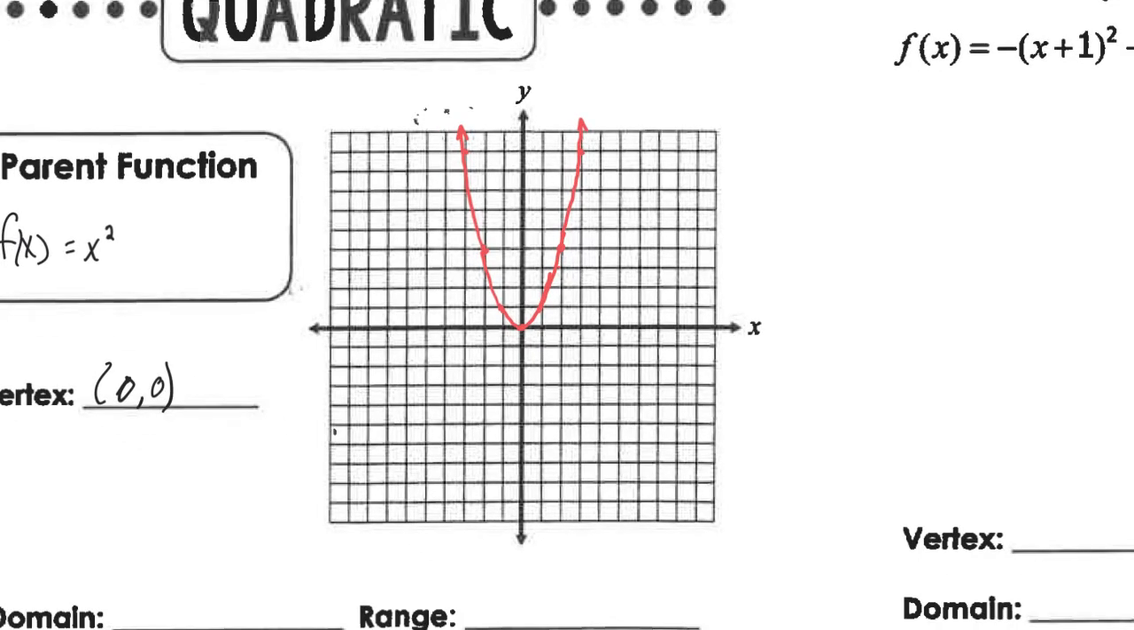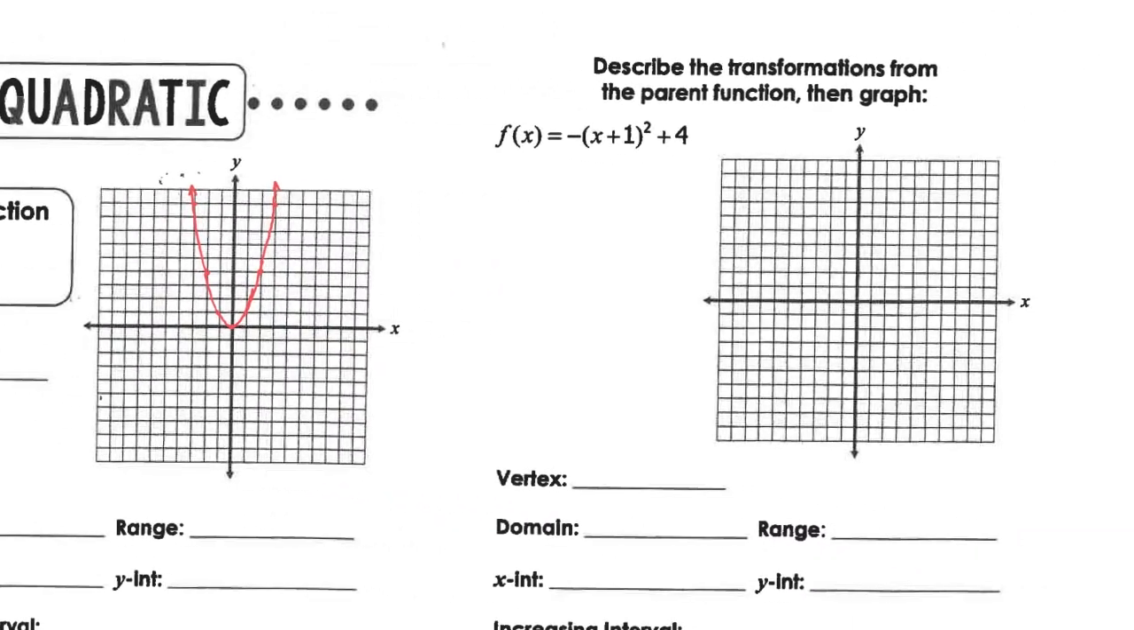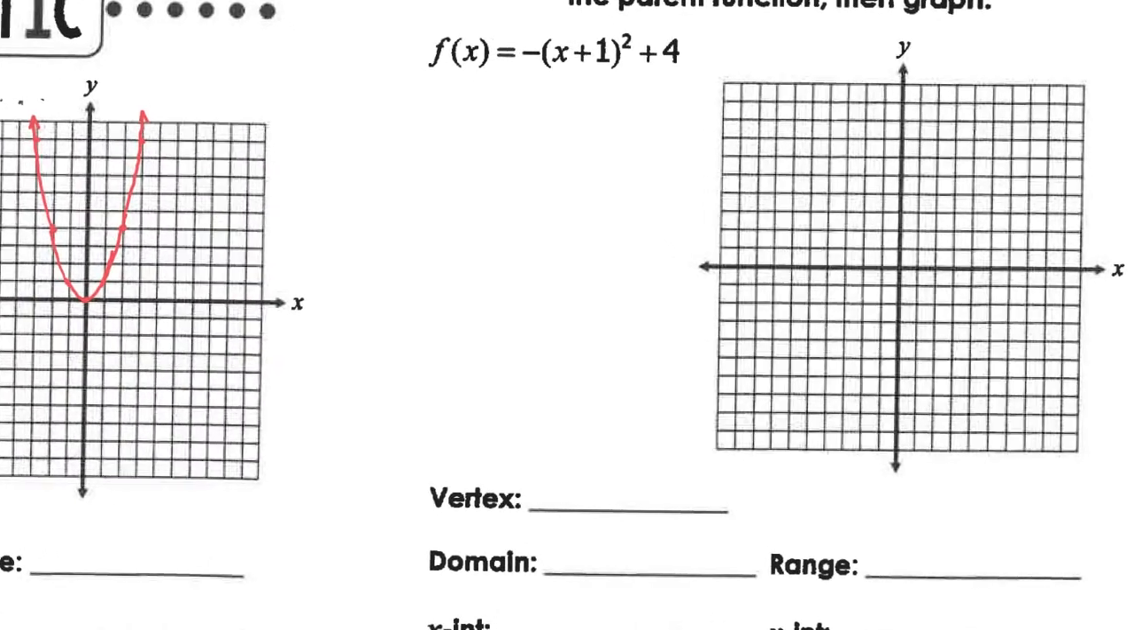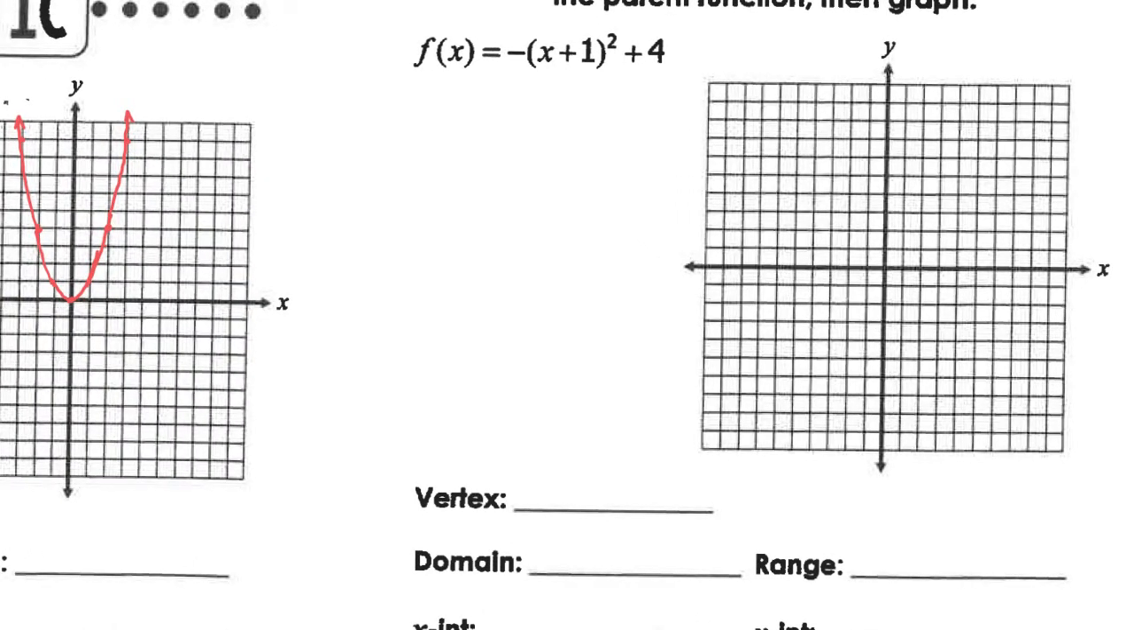So next we're going to look at the quadratic function. There's your parent function. Keep that handy. And we're going to graph this new function. So you look at it and describe the transformation first. So where is it moving?